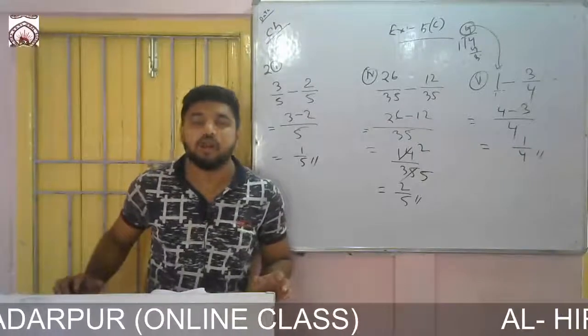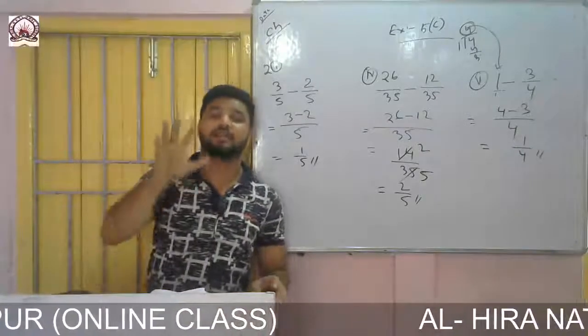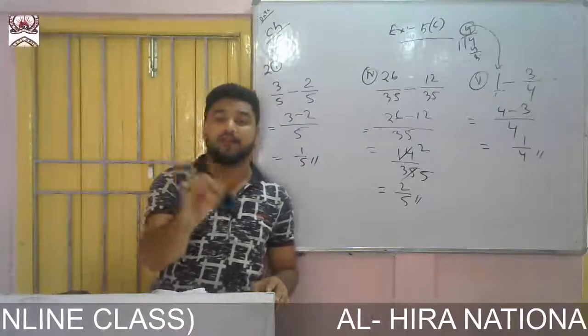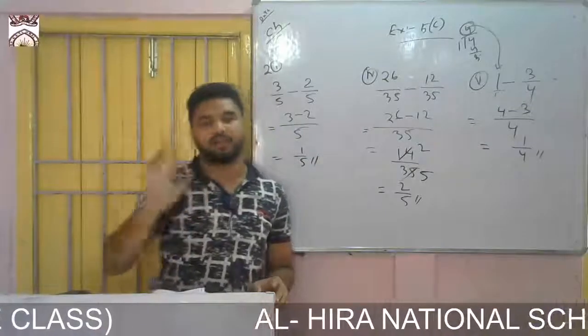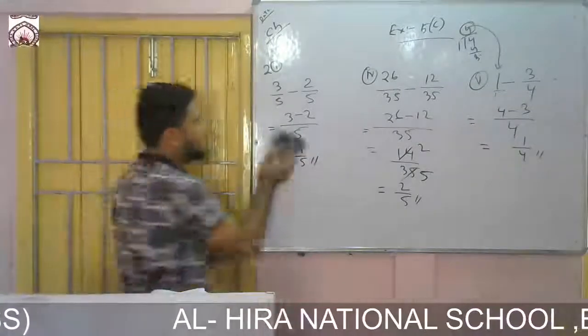Now in question number 3 you will find that the denominators are not the same. So whenever the denominators are not the same, at that time you need to take the LCM of them. Okay, so see.